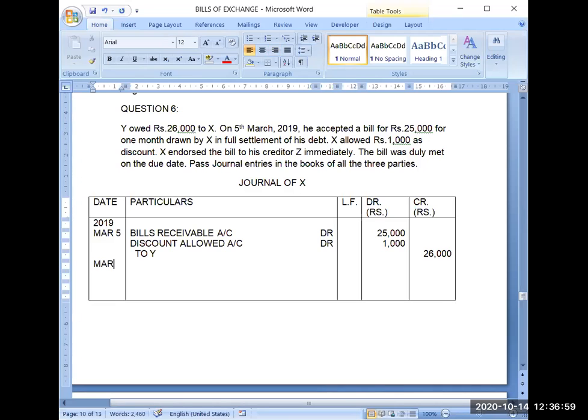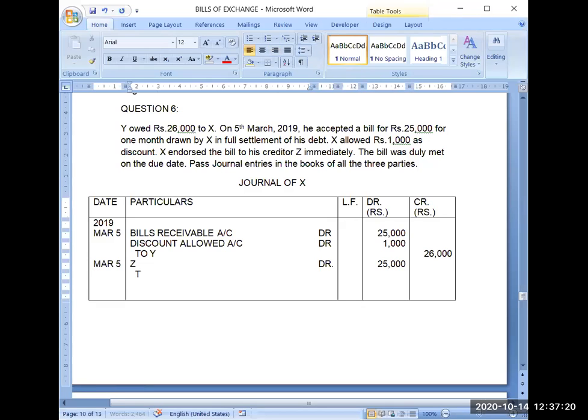So on March 5, X has transferred, X endorsed the bill. Endorsed the bill means transferred the bill to Z. So Z is a personal account. He becomes the receiver of the bill. So Z debit, and the bill amount is 25,000.